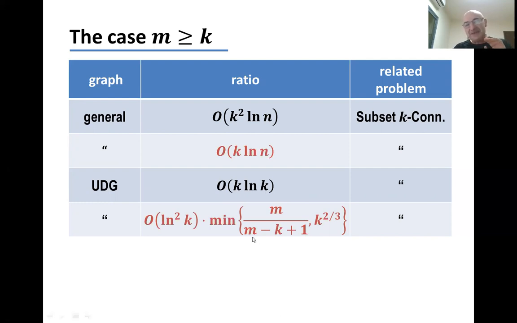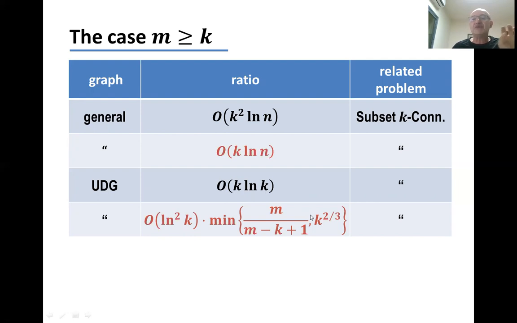So essentially, if you look at the term in the brackets, when m is a bit larger than k, when k is not too close to m, then the expression written in the brackets is actually a constant. So say when m equals 2k, then m over m minus k plus 1 is a constant. So we get a logarithmic ratio instead of linear ratio. So a significant improvement.